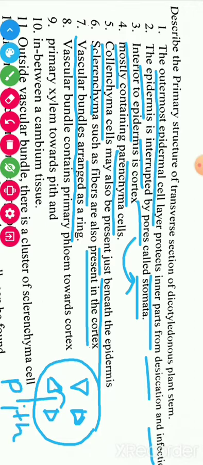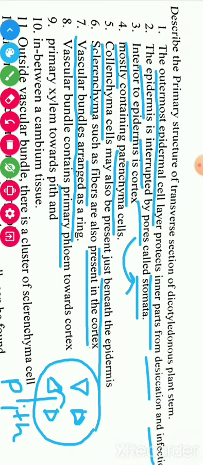So I won't describe the whole thing. We go to the main image that they have given us in the marking scheme, and see a clear diagram of it. Now, the vascular bundles are arranged as a ring. The vascular bundle contains, now what does it contain? It contains the primary phloem.